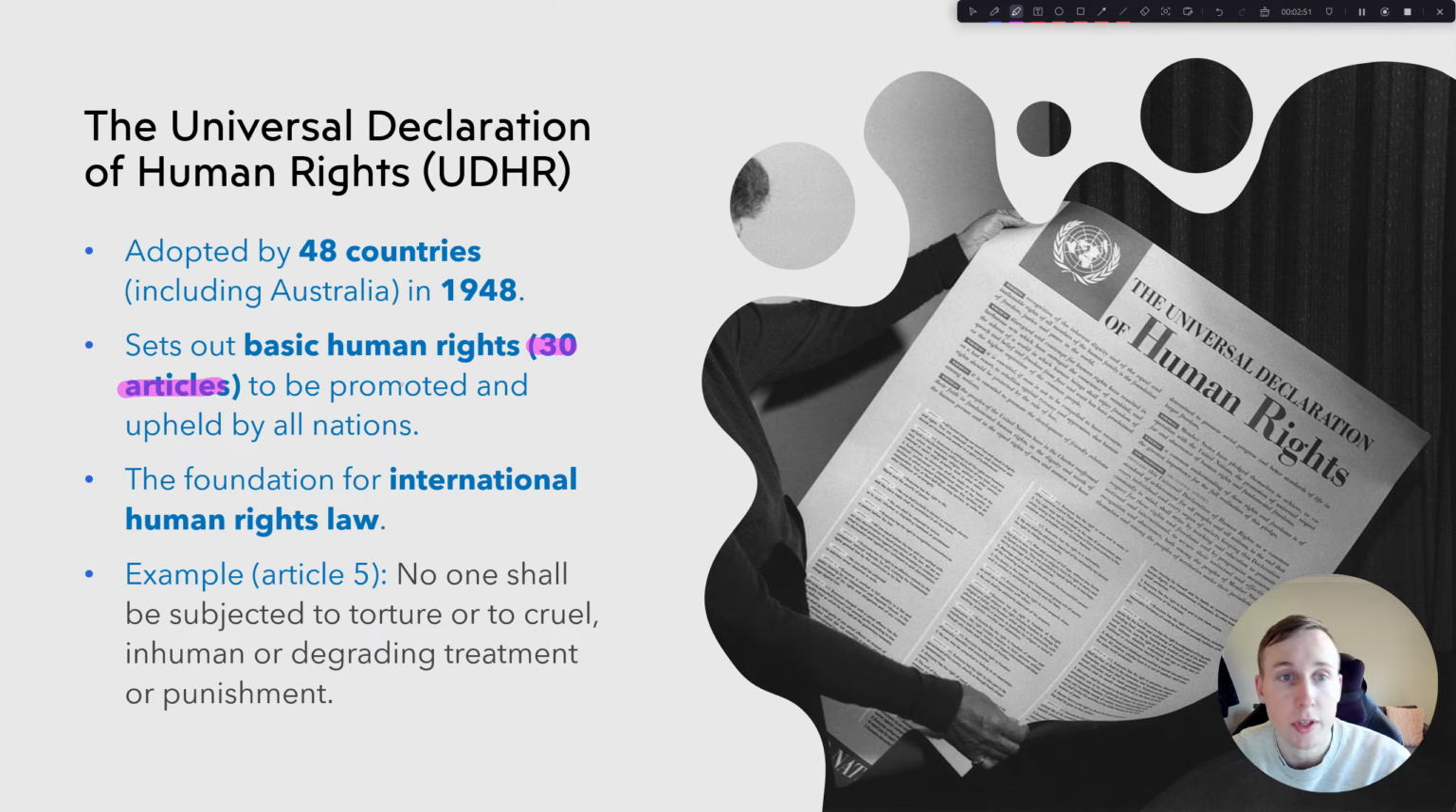One section of this Universal Declaration is Article 5, that no one shall be subjected to torture, cruel or inhumane or degrading treatment or punishment. By having a declaration that all these countries follow, it keeps each other accountable to make sure we're doing the right thing and upholding human rights in Australia.